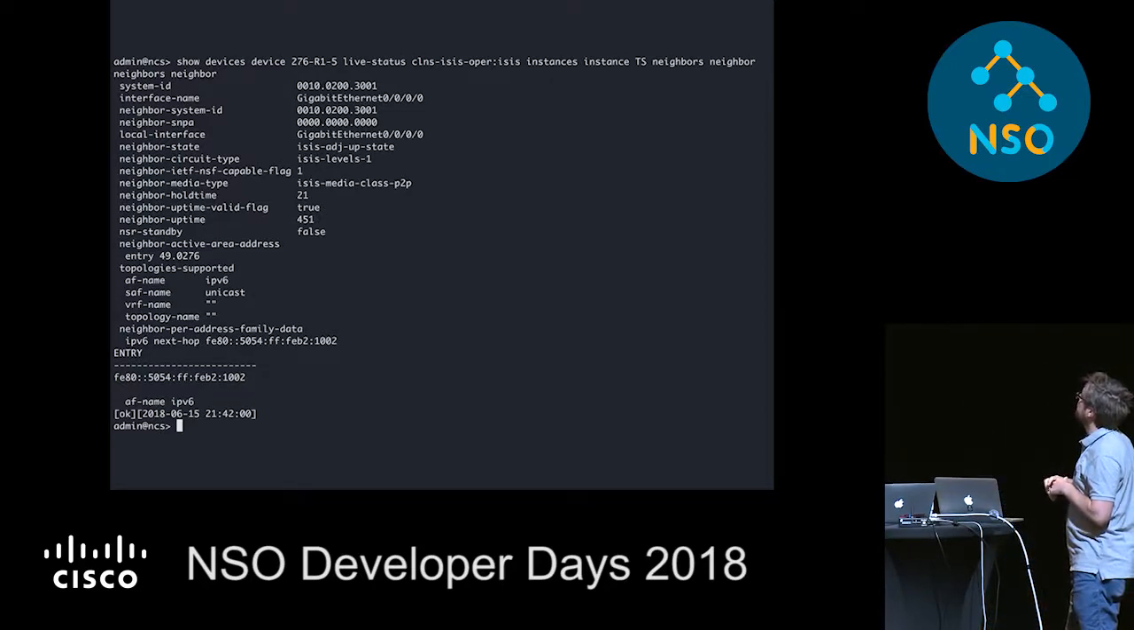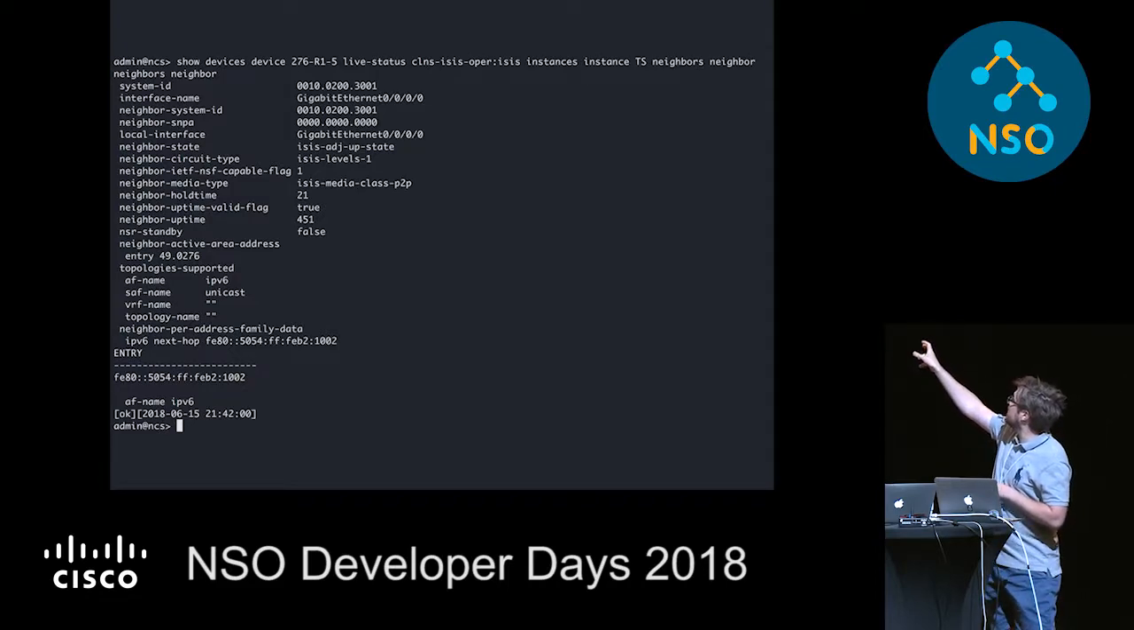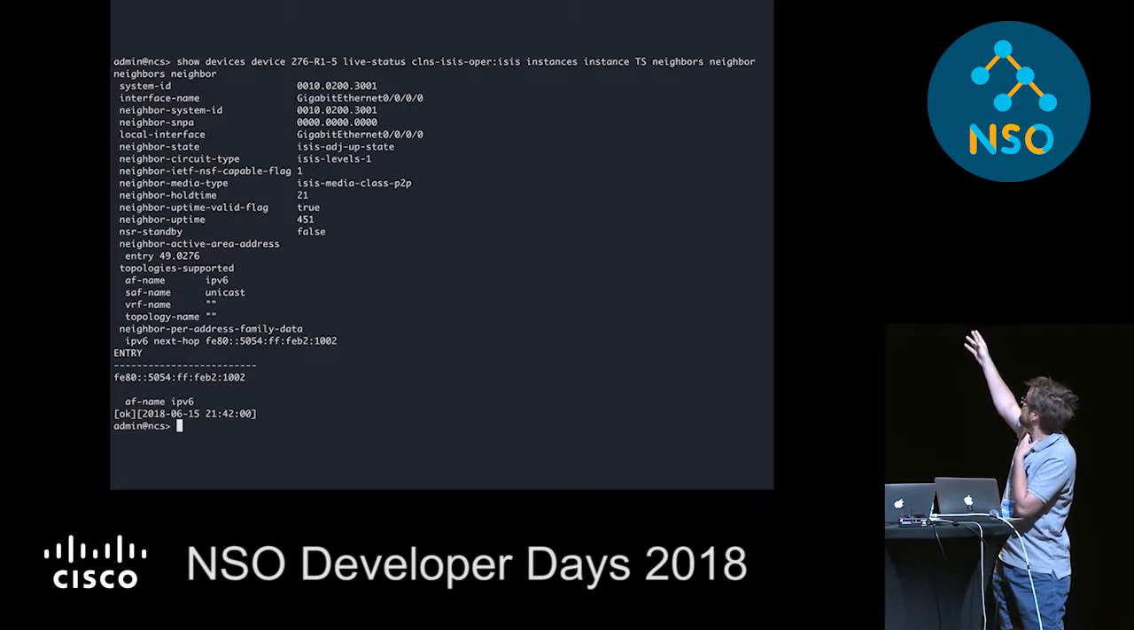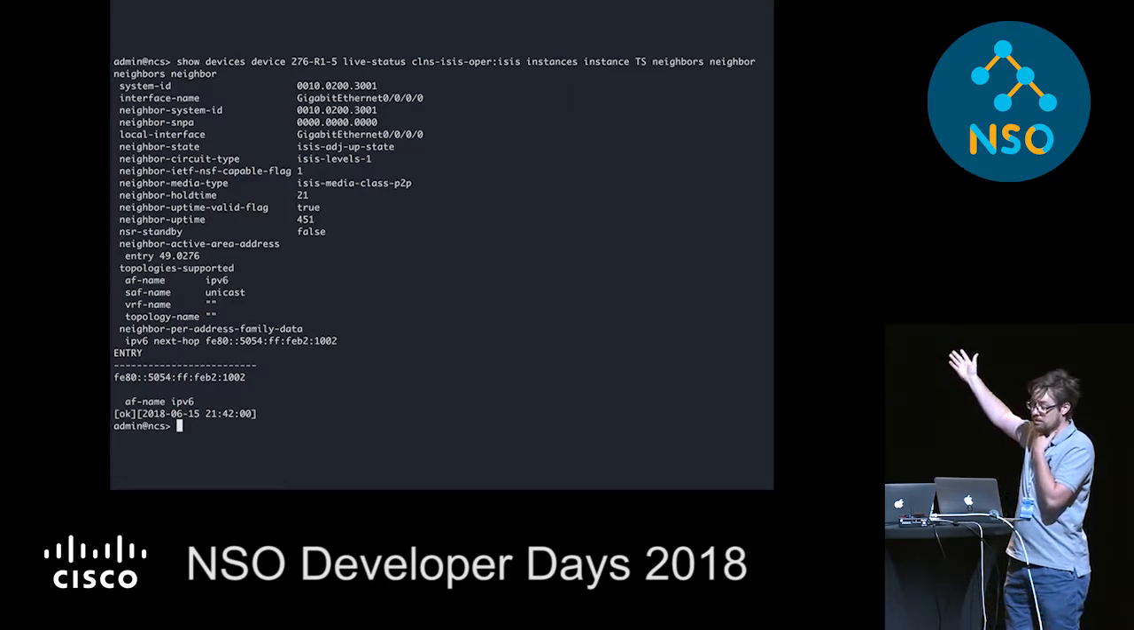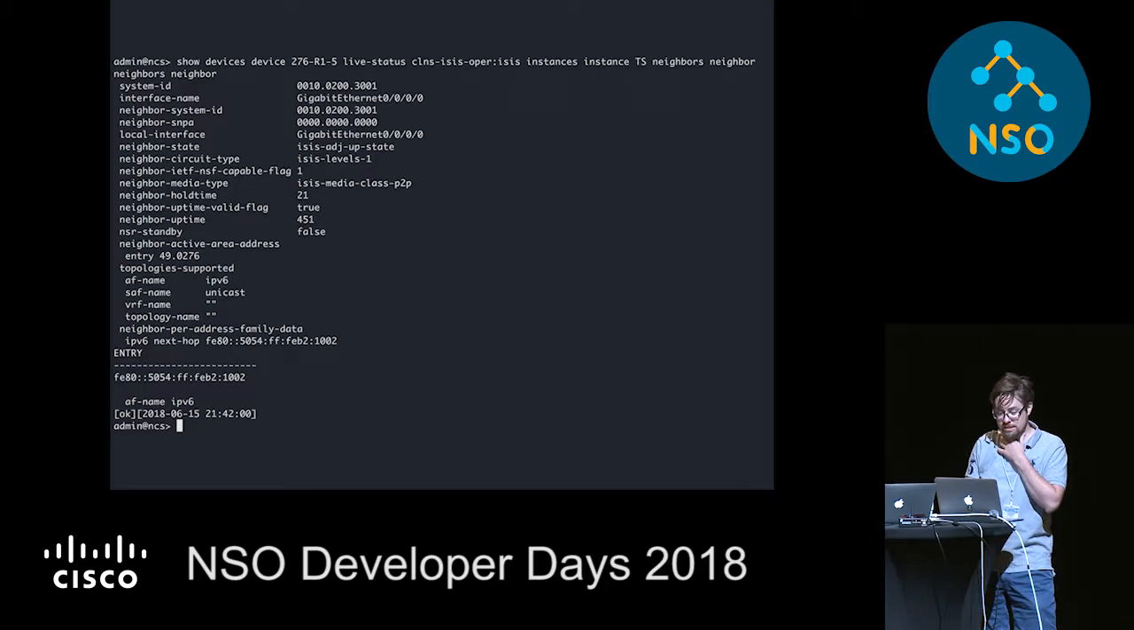So here's an example, right? Show devices, device, and then the name of the device. Live status: all the live status data, all the state lives under that node. And this is an XR router. We have ISIS, instances, instance, TS, that's for TeraStream, and then we fetch the neighbors. This one only has a single neighbor, and that's what we can see here. So this is what this could look like in the CLI of NCS.